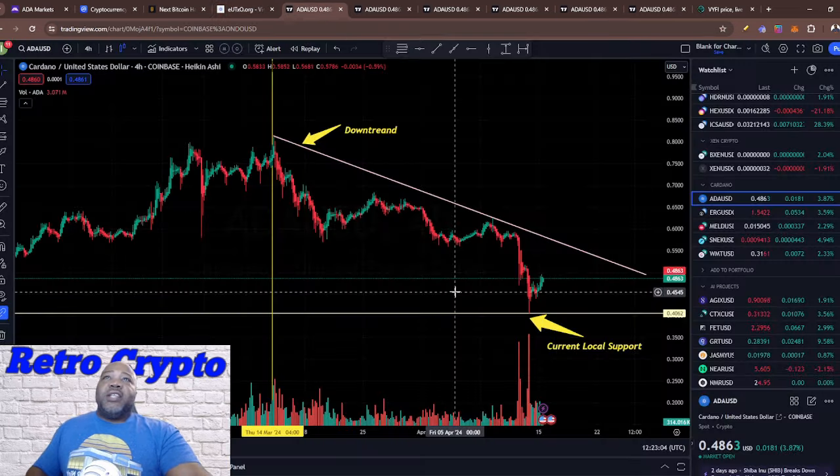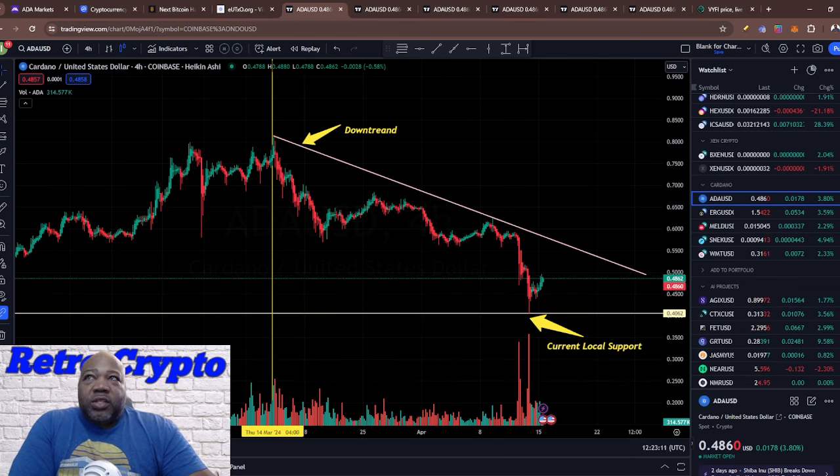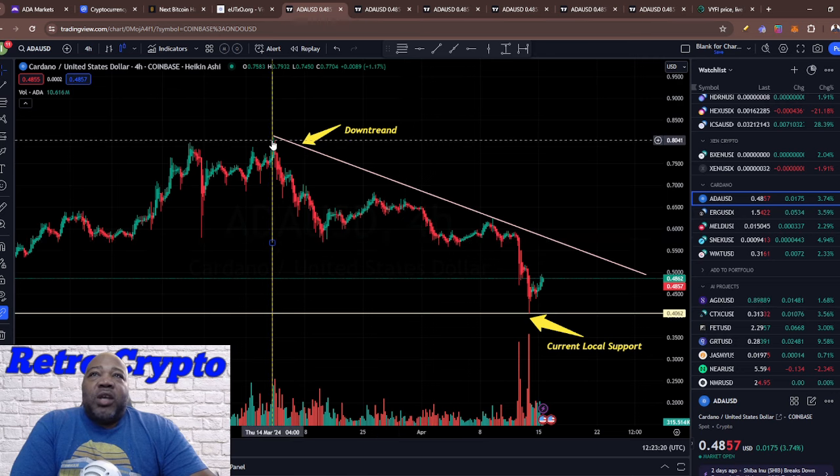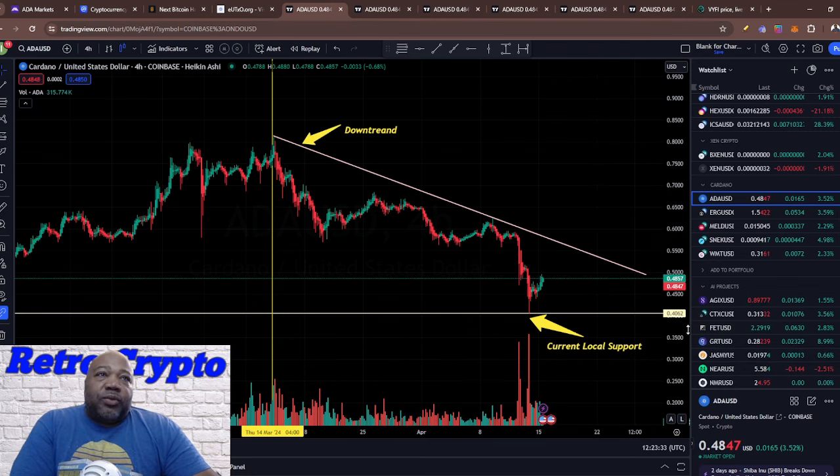All right. Let's dive right into the technical analysis, guys. Now, this is my forte. This is what I'm good at. So right now, Cardano is on a downtrend. That downtrend has been occurring since March 14th of 2024. Am I concerned about that downtrend? Not at all. Because Cardano is definitely going to melt people's faces off, as Ben Armstrong used to say. The current local support level is at 0.4062.